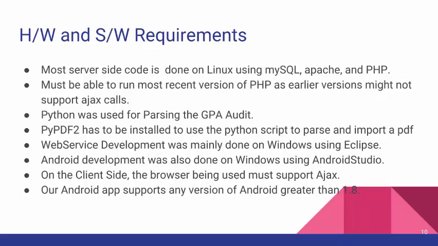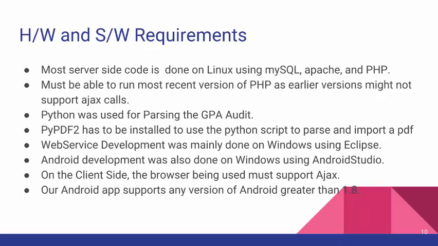The software requirement is a LAMP server with recent versions installed. For example, the latest version of PHP must be installed, as earlier versions may not support AJAX calls, which can refresh data without reloading the page. PyPDF2 must also be installed in order to use Python to parse and import a PDF. With the Android app, Eclipse and Android Studio are needed, since it's the environment where development for the web services and the app were done.